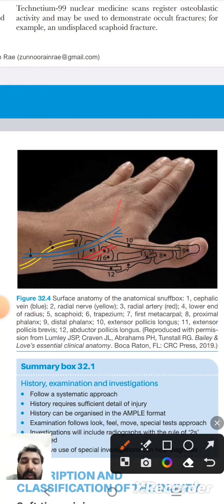Number 7 is the metacarpal. Number 8 is the proximal phalanx. Number 9 is the distal phalanx. Number 10 is extensor pollicis longus, which gets attached to the distal phalanx. Number 11 is extensor pollicis brevis, which attaches to the base of the proximal phalanx. Number 12 is abductor pollicis longus, which attaches to the first metacarpal.